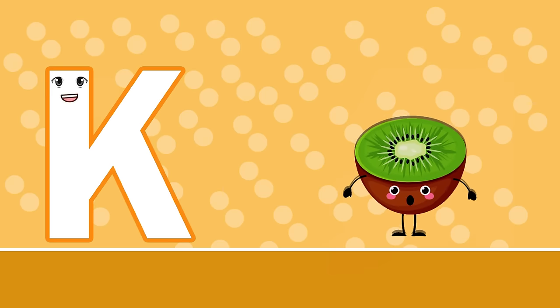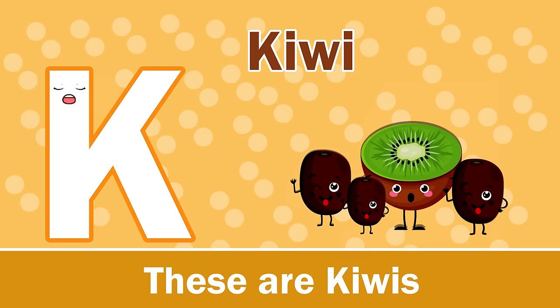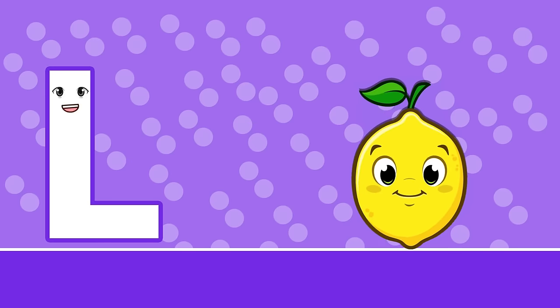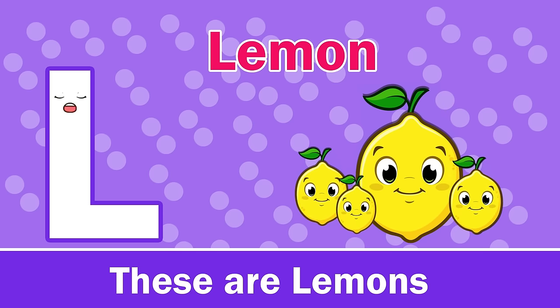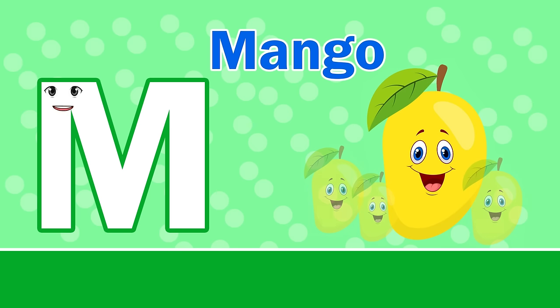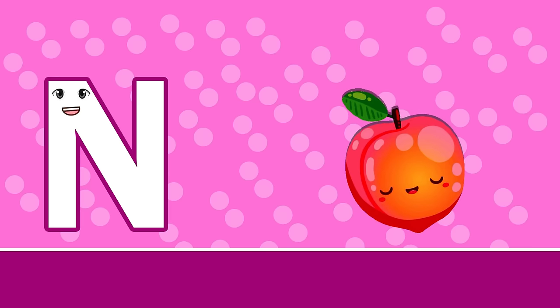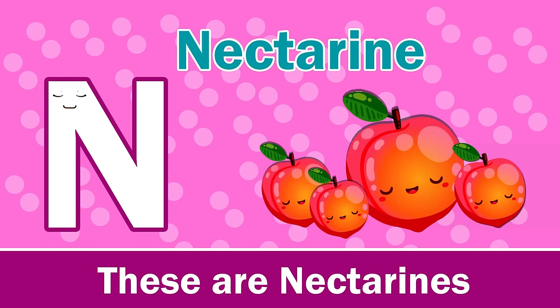K. K is for kiwi. These are kiwis. L. L is for lemon. These are lemons. M. M is for mango. These are mangoes. N. N is for nectarine. These are nectarines.